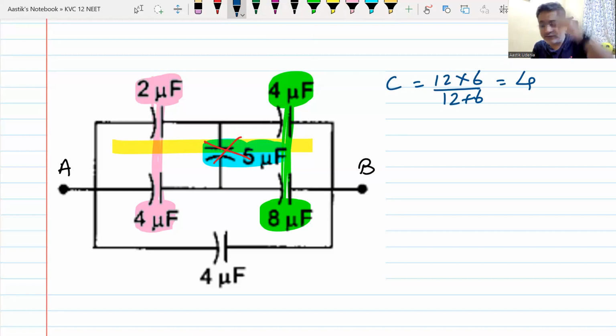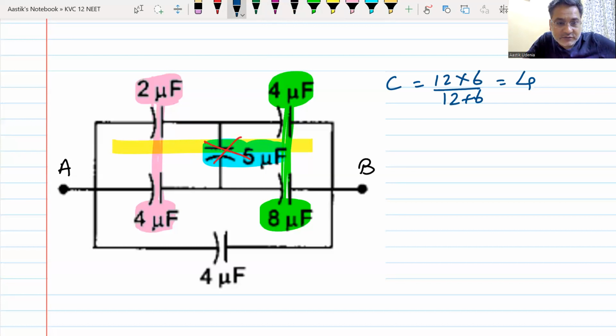So on the top we have one capacitance which is 4, sir. In the bottom row we have one capacitance which is 4, sir. This 4 and this 4 are in parallel, sir, so the total capacitance becomes 8, sir. So the answer is 8. We understand this, yes or no? Yes, sir.